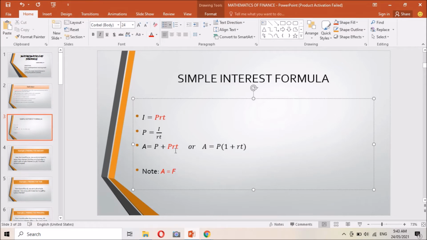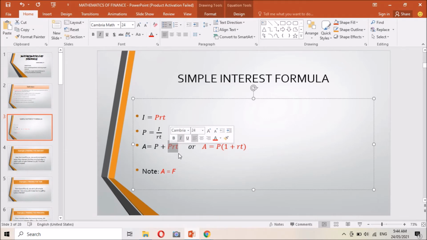And plus, since we already factor out P, the remaining factor will be RT, so plus RT. Now we simply derive this formula from I equals PRT. So this is the formula that we are going to use in finding the amount if ever we are given rate, time, and principal.